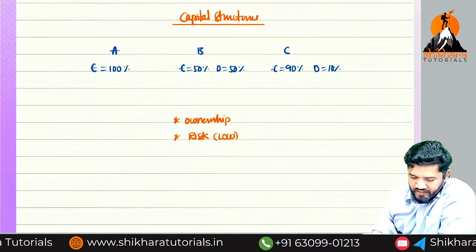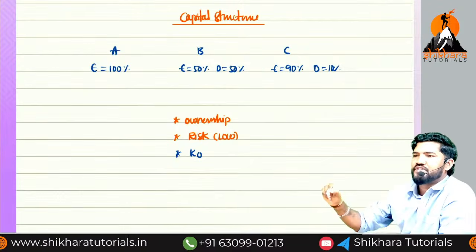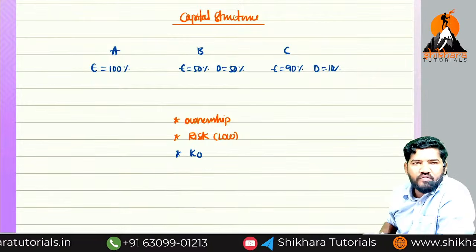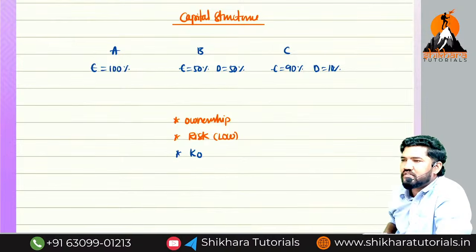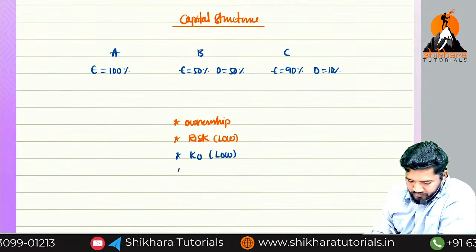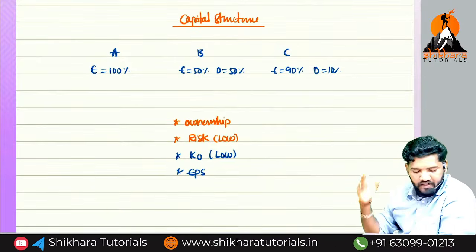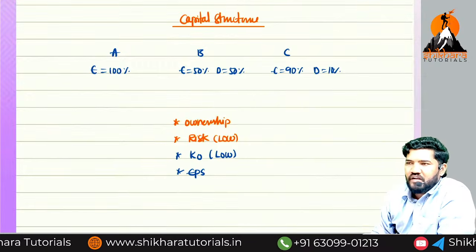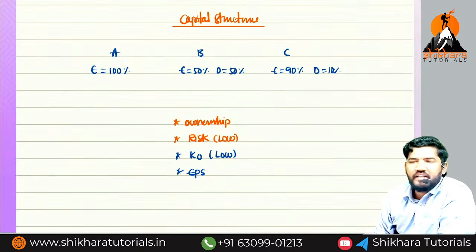Next, Nana, these are the theory. When it comes to the practical calculation, we are calculating Ko for these three options. Are you clear? Where do I get the highest Ko or lowest Ko? Lowest Ko, that is the best optimal capital structure. Are you guys clear? So Ko low. Next, another practical, EPS calculation. I will calculate EPS for plan A, plan B, plan C. Where I get the highest or maximum EPS, that is my optimal capital structure.